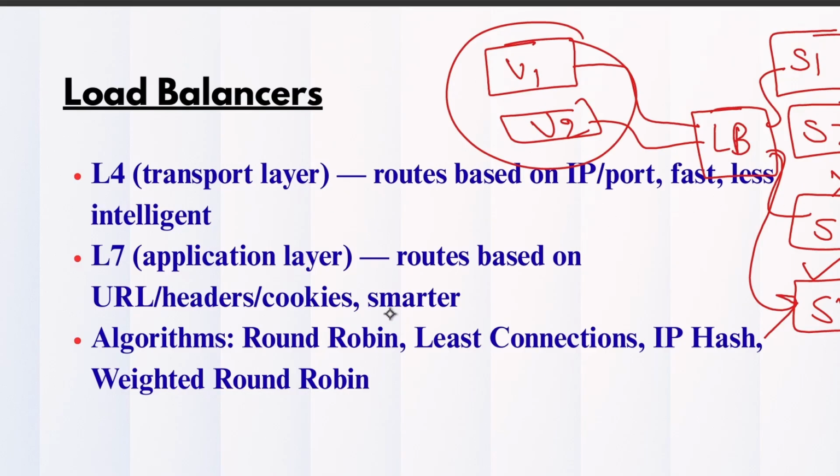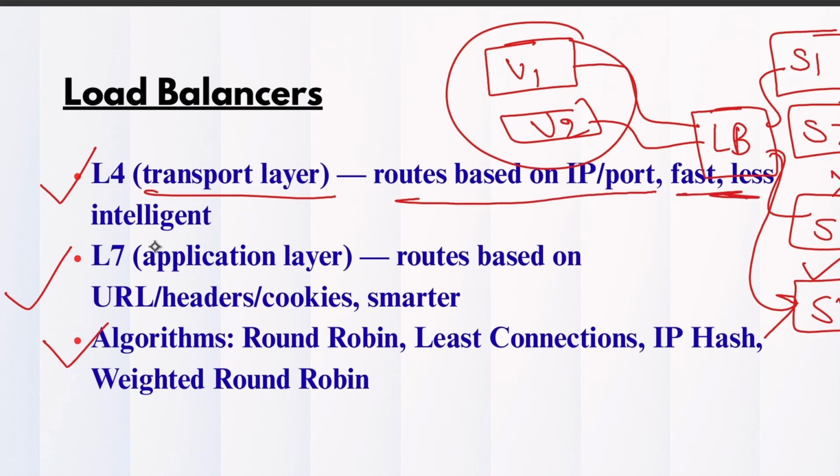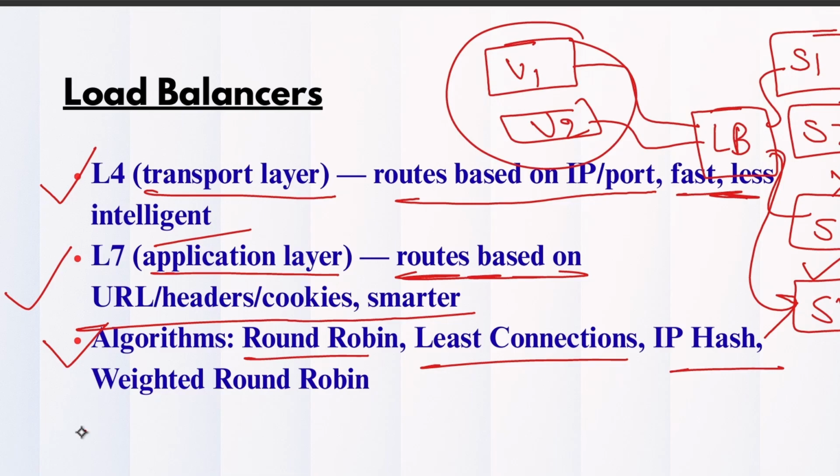There are 4 types of load balancer we have. The first one is L4, the next one is L7, and the next one is algorithm. In L4 we call it the transport layer, so it routes based on IP and port; it is fast but less intelligent. In the application layer, it routes based on URL, headers, cookies, and so on. In algorithms we have round robin, least connections, IP hash, and weighted round robin. So this is the overall picture of how a load balancer works. In between, a black box will redirect or reroute your request to multiple servers. So this is the load balancer.